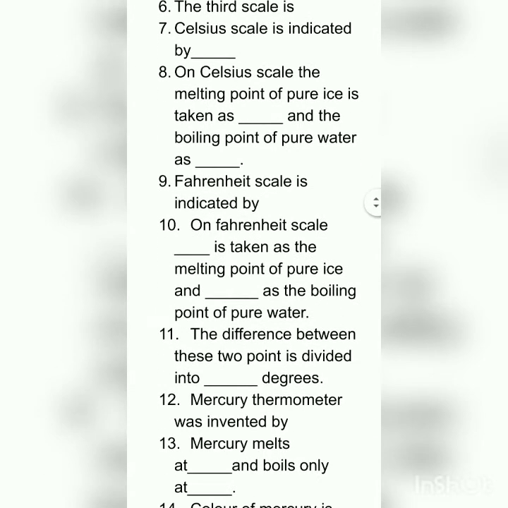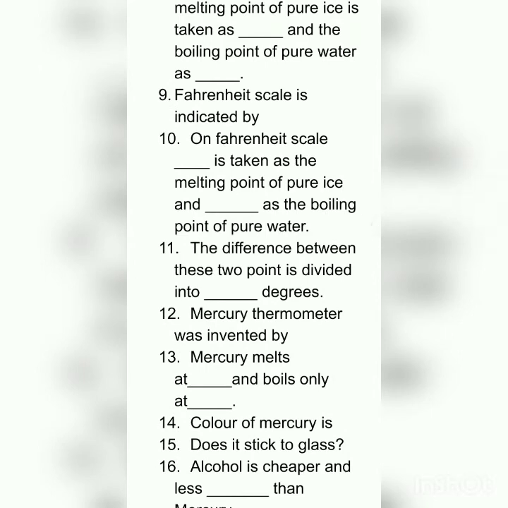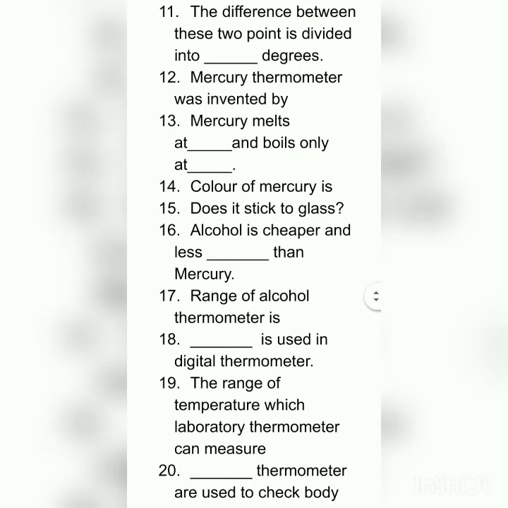Fahrenheit scale is indicated by degree Fahrenheit. On Fahrenheit scale, what is taken as the melting point of pure ice? 32 degree Fahrenheit. And 212 degree Fahrenheit as the boiling point of pure water. The difference between these 2 points is divided into how many degrees? 180 degrees.